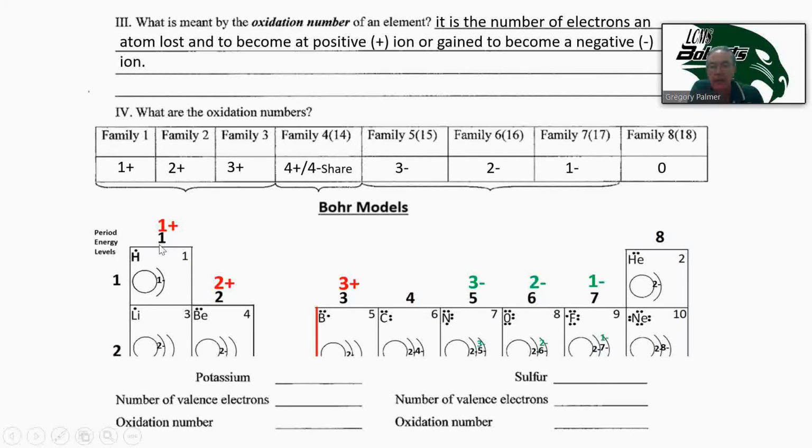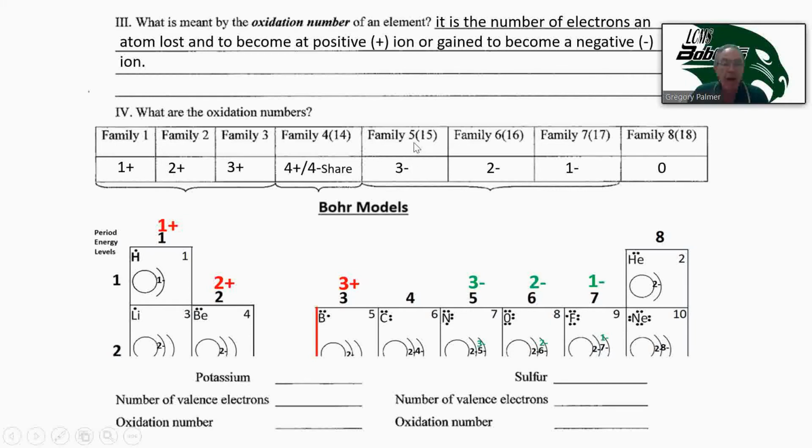Family 1 has an oxidation number of 1. That's because it's going to lose that 1 valence electron. So family 1, its oxidation number is the same as the family number. Same thing with family 2. When it loses those 2 valence electrons, it becomes a 2 positive. Family 3, the oxidation number is also equal to the family number. In family 4, like I said, we're going to talk about this later in covalent bonding, but the oxidation number is still the family number.